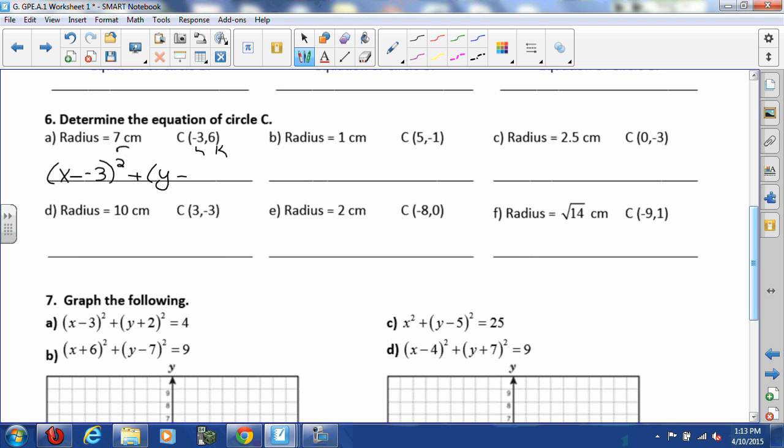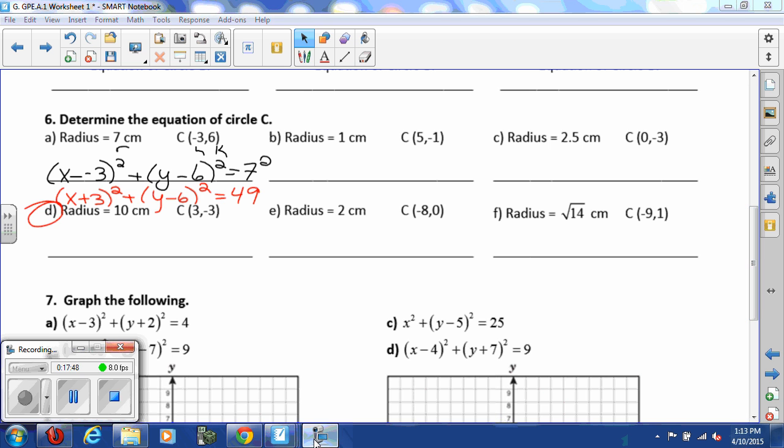Y minus, what's K? And what's my radius? 7. And then, you know me, I go slow and make it nice and pretty. X plus 3 squared plus y minus 6 squared equals 49. Done. So why don't you do D? I'll check you, and we'll move on.